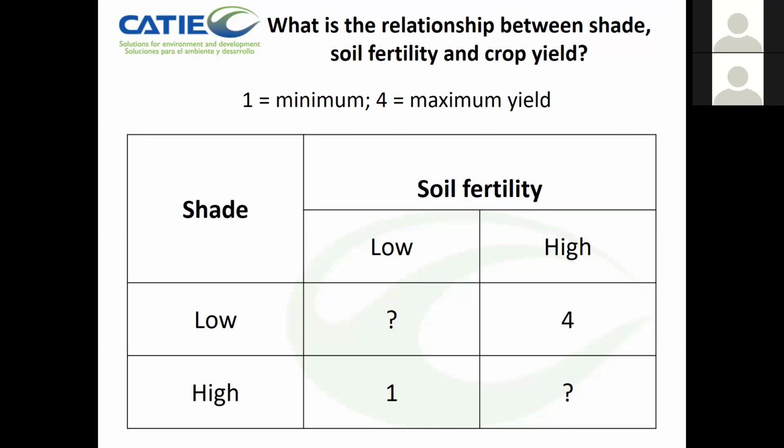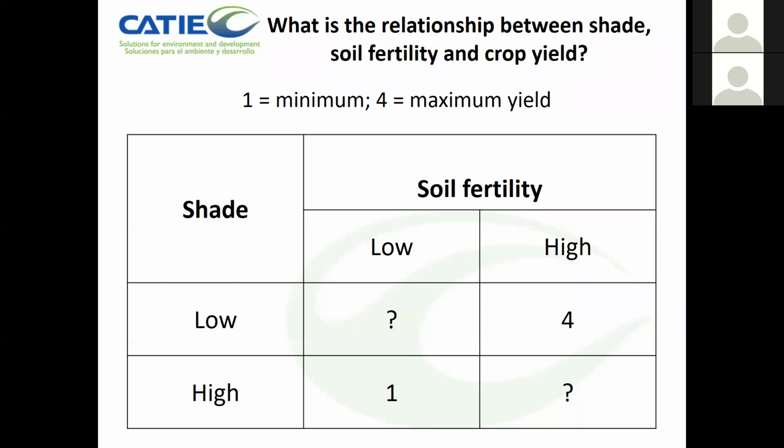If you have a soil with high fertility and low shade, you have a 4, you have a high yield. No? You have a soil with low fertility and high shade, you have the minimum yield. But the other two scenarios, not everybody knows exactly where to put the number 2 and the number 3.